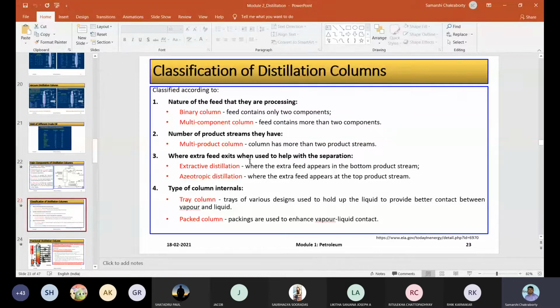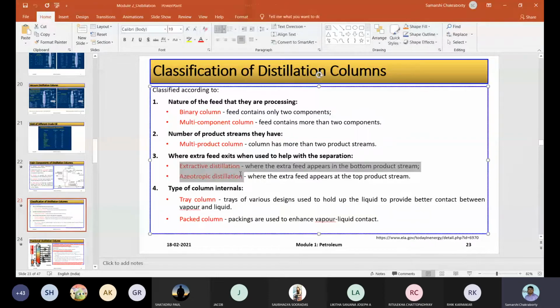Then there are columns where an extra feed is used to help the separation, like extractive distillation and azeotropic distillation, but we don't dive too much into it. You study this in mass transfer. In azeotropic distillation the extra feed appears at the top with the product, while in extractive distillation the extra feed appears at the bottom of your distillation column. But you can leave it; this is a selective part of mass transfer operations, so you will understand it later.